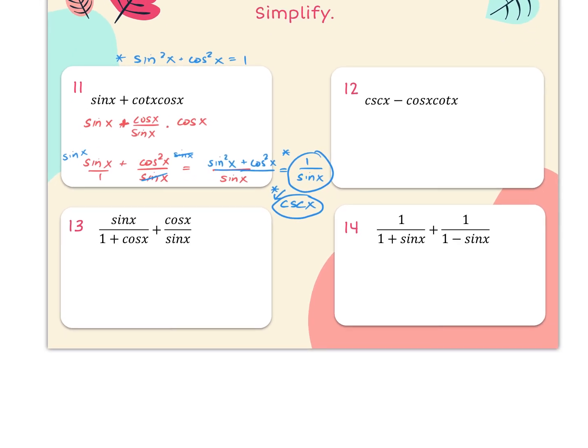let's go to the next one, right? So here, again, I have a cosecant minus a cosine times a cotangent.